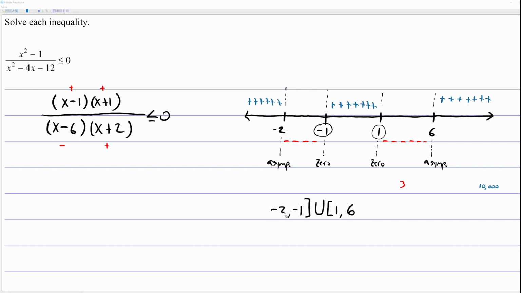But here's where you have to be careful, and here's why I distinguish between the zeros and the asymptotes. At x equals -2 and x equals +6, the value of the expression is not 0. It's undefined. The graph would have an asymptote. So we're going to put parentheses there. You don't include those points. So you have to pay attention to what type of number is in your sign chart in order to write your answer correctly. Anyway, that's how you solve polynomial and rational inequalities.